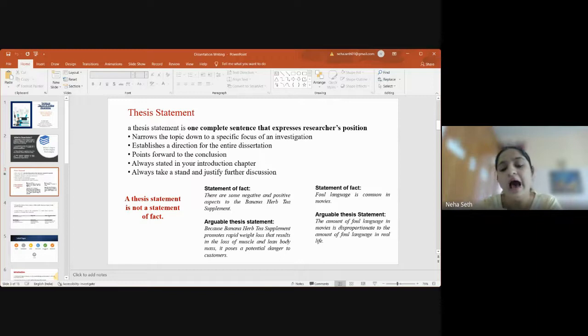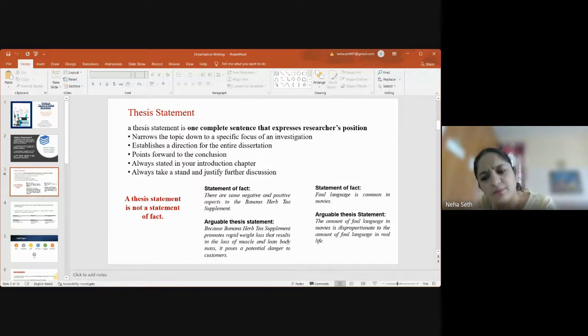It should be an arguable thesis statement or arguable problem statement. Rather, the same thing can be presented in this manner: because banana herb tea supplement promotes rapid weight loss that results in loss of muscle and lean body mass, it poses a potential danger to consumers. Now the researcher will focus on this and start investigating in this line to reach some conclusion whether this kind of supplement affects the body, and if it is affecting, whether positively or negatively, what kind of effects it is giving to the body of the person who is consuming these kinds of herbs.